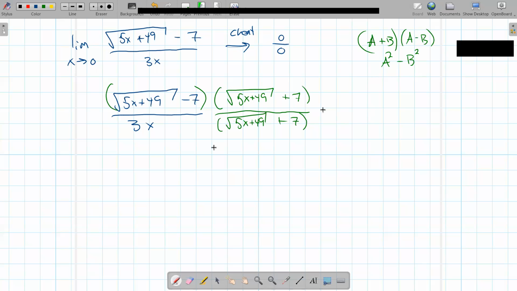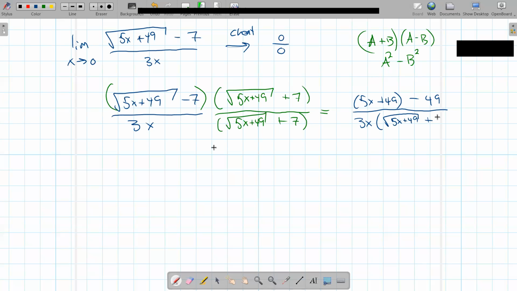So here I get my a squared, so the square of the square root is 5x plus 49, minus the square of 7, which is 49, all divided by 3x times, I'm not going to bother distributing in the bottom, the square root of 5x plus 49 plus 7.